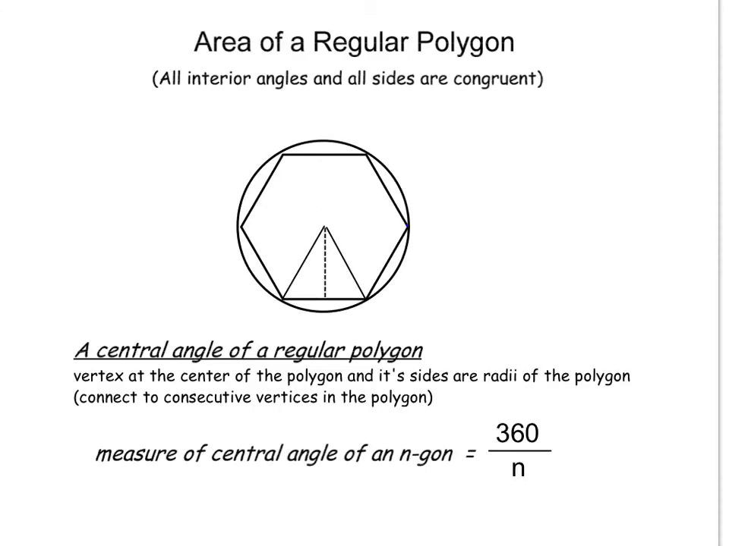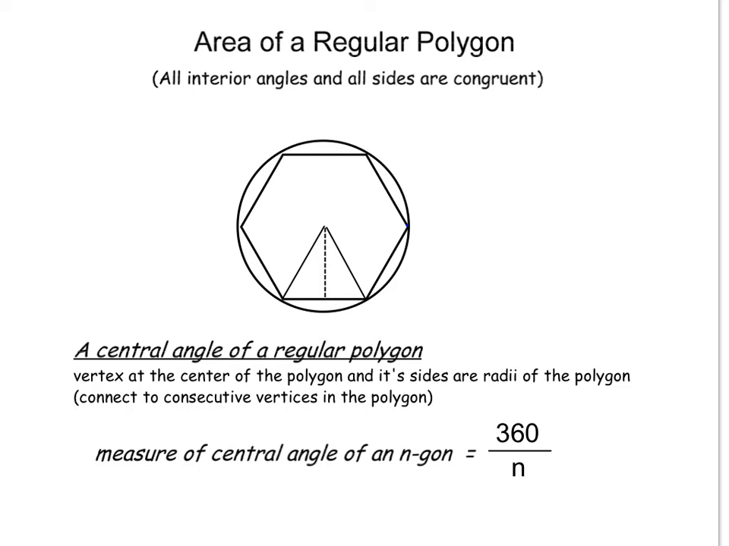Okay, boys and girls, welcome to our fourth video lesson in Chapter 11, our lesson on the area of regular polygons. And let's remember that regular polygons are polygons where all sides and all angles are congruent. All right, here we go. Okay, area of a regular polygon, and as we just mentioned, all interior angles and all sides are congruent in a regular polygon.